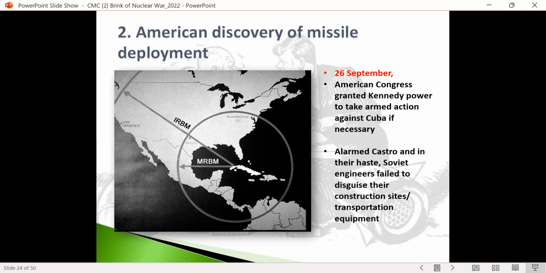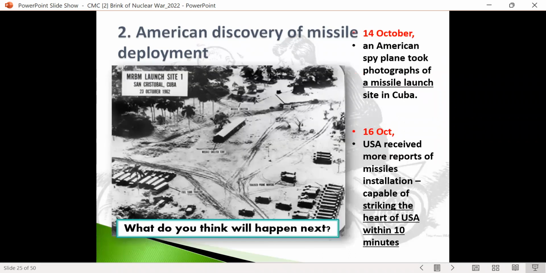26 September, we're still not at the 13 days. American Congress granted Kennedy the power to take action against Cuba if necessary. The Soviet engineers, I don't know whether they really tried to hide their construction sites and transportation equipment. Basically, they were found out in September 1962, sorry, September 1962.